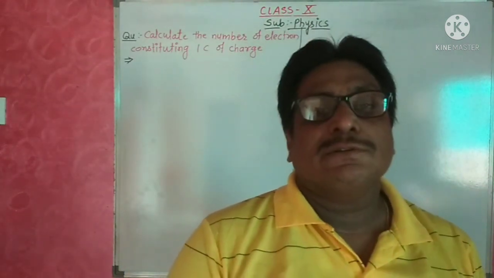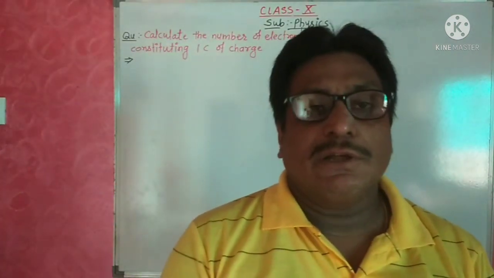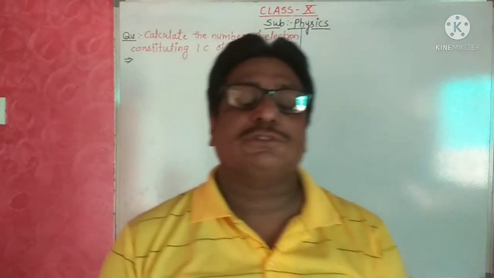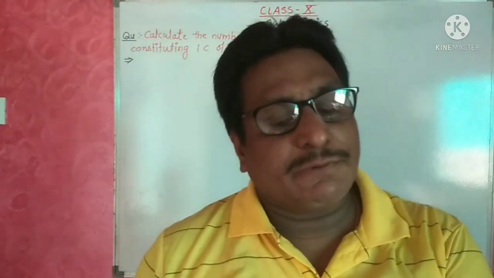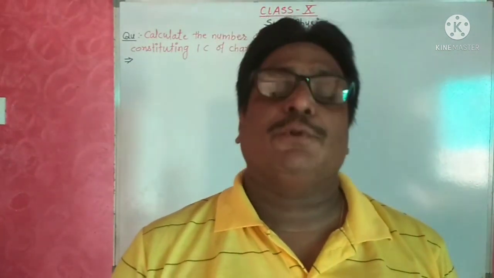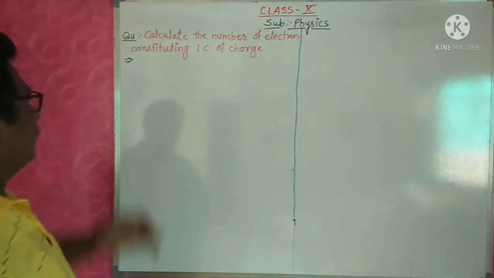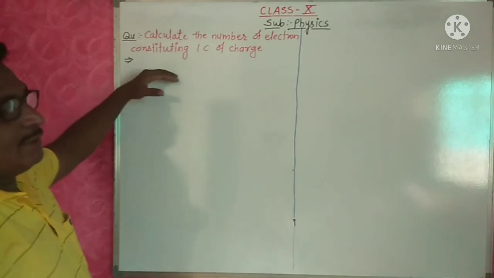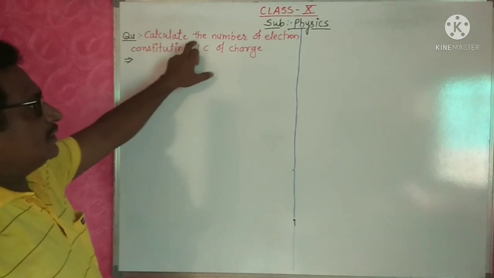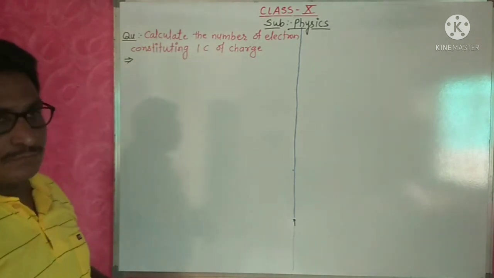Now in this video we are going to discuss the examples on charge, numericals on charge, the difference between conductors and insulators, current and potential difference. So now the first example, it is a very important example from the exam point of view. Calculate the number of electrons constituting 1 coulomb of charge.